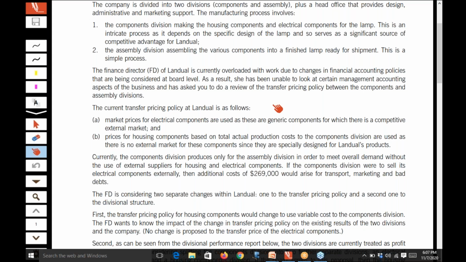Let's just start discussing this question, Landwell Lamps. What I would want you to do is go through this question, try to understand the requirement, and try to attempt this specific question. Take 5 minutes, Landwell Lamps.